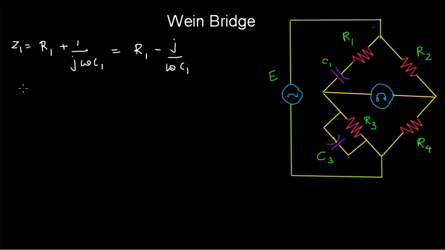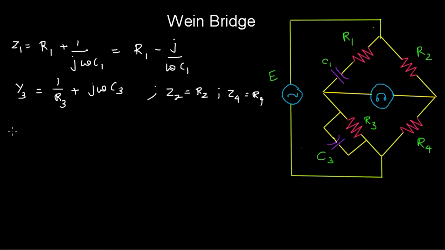Now let us find out the admittance of arm 3. Here we are going to find the admittance Y3 because we have discussed in the Maxwell bridge that if there is a parallel combination of resistor and capacitor, to make the calculation simpler, we will always go for admittance instead of impedance. So we can write the admittance as 1 by R3 plus j omega C3, and we can see that Z2 is equal to R2 and Z4 is equal to R4, because only resistors are there in these arms.